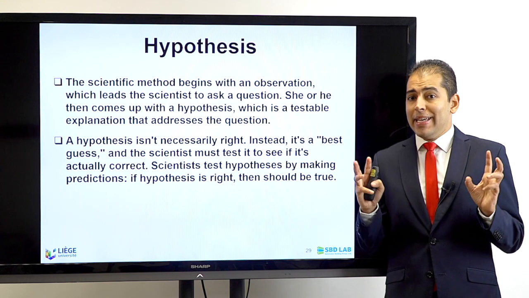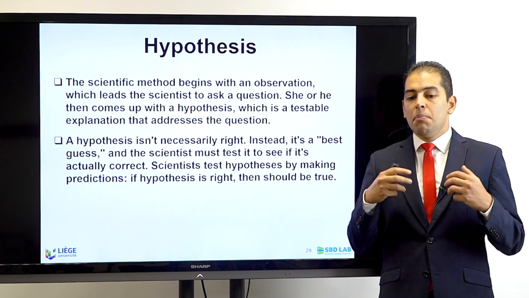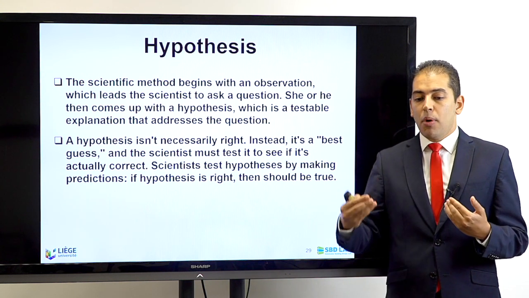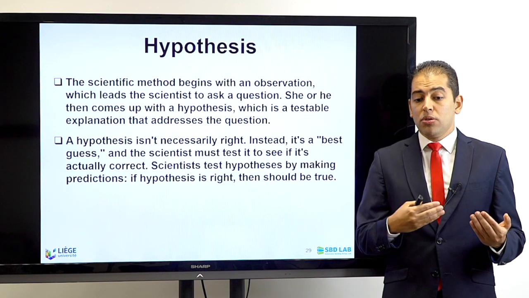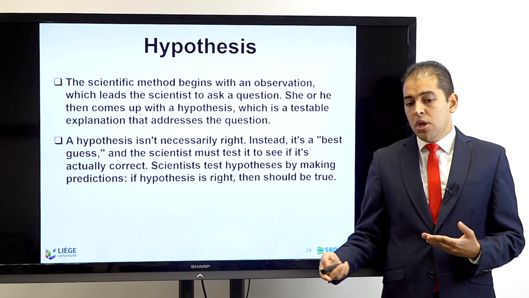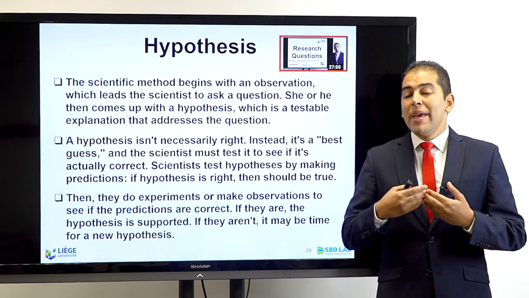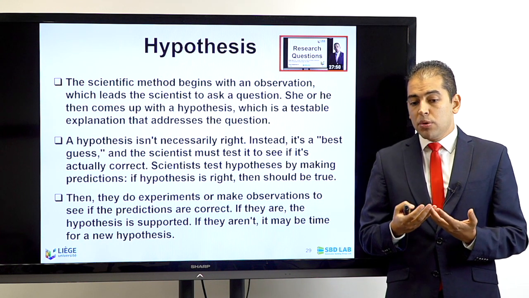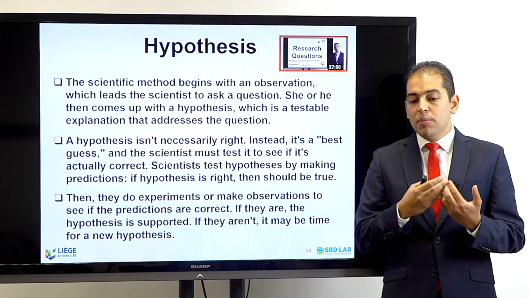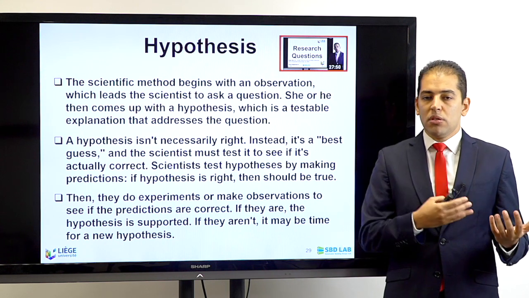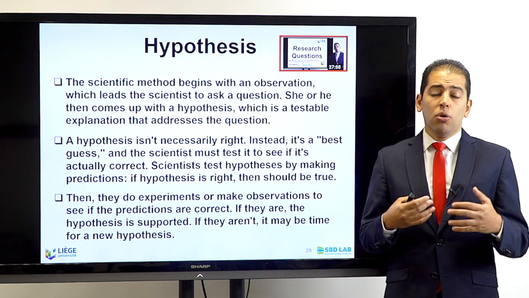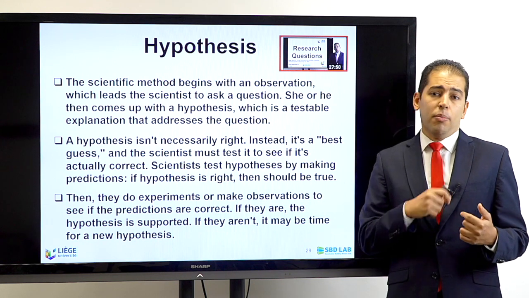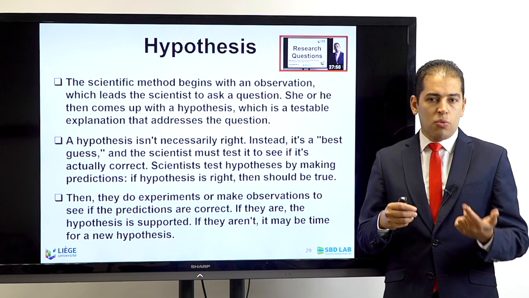Instead, it's the best guess that we can have, and the scientist must test it to see if it's actually correct or not. And scientists test hypotheses by making predictions. If the hypothesis is right, then the prediction should be true. Then they do experiments to make observations to see if the predictions are correct, and if they are, the hypothesis is supported. If they aren't, it may be time for a new hypothesis. So it can be a positive hypothesis or a negative hypothesis. So always when you talk about research design, you must have a research question and you must have a hypothesis, both or one of them.